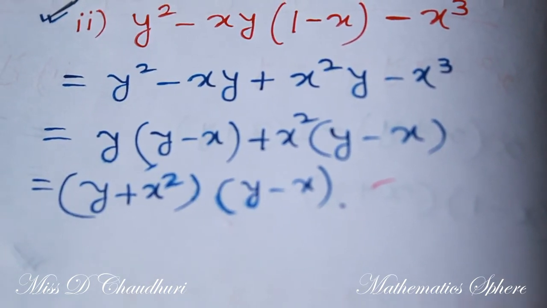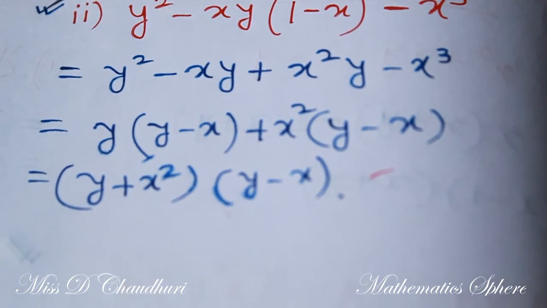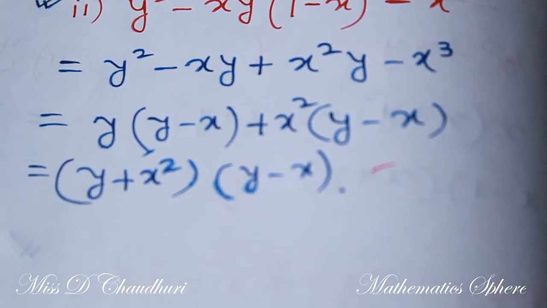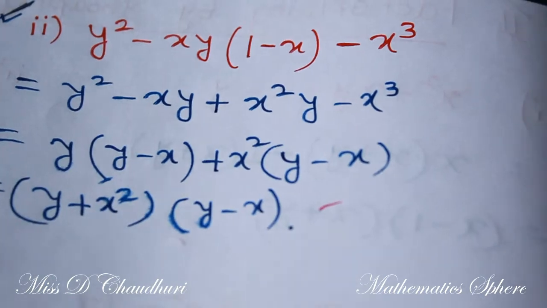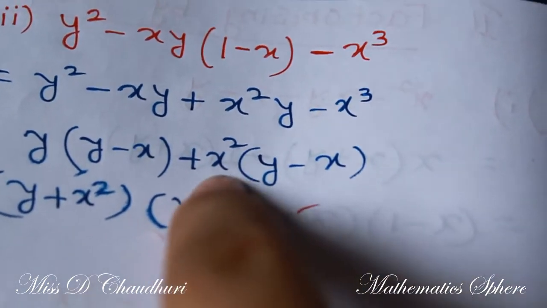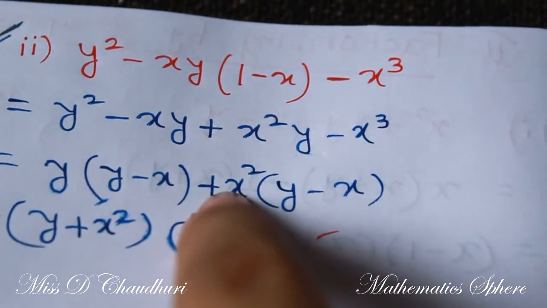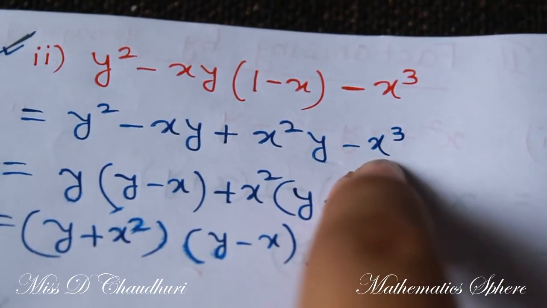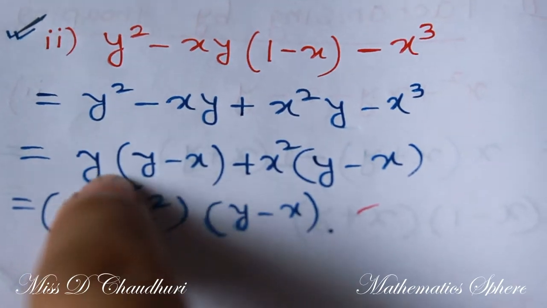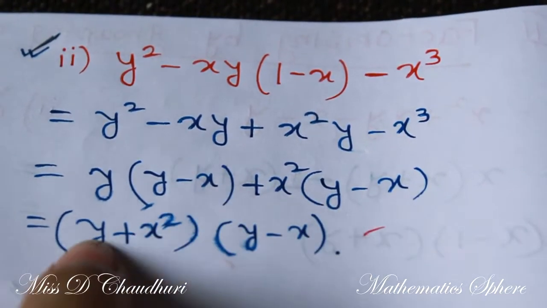When you are writing y minus x on the right side, and if you look at the third term of the second line, you see x square y is there. So if you write plus x square to adjust it, then this term comes, x square y, and automatically this one is adjusted. See, plus xy minus x cube. So ultimately the two factors will be y minus x and y plus x square.